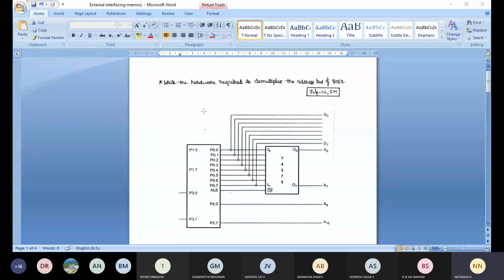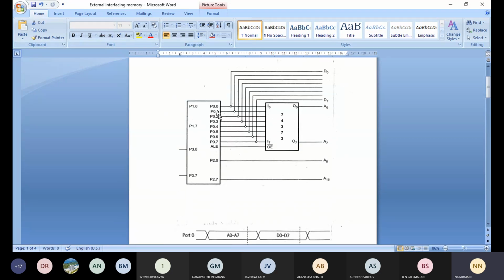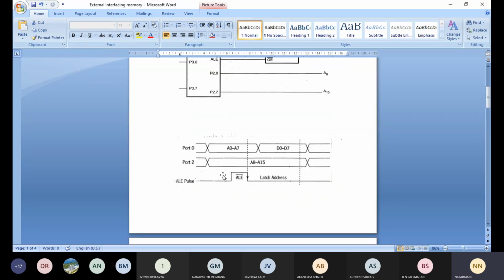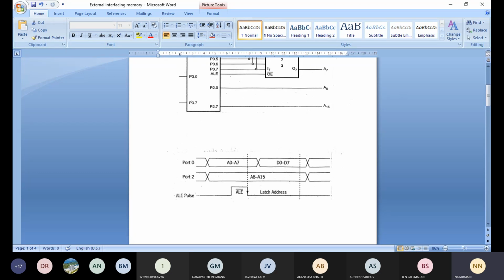But in port 0, both address as well as data, that we are going to separate. How we are going to demultiplex that address and the data, A0 to A7 and D0 to D7, we are going to discuss here. This is a circuit diagram, first one, and second one is the timing diagram. In the 8051 microcontroller, we are going to use port 0 as a multiplexed address and data.